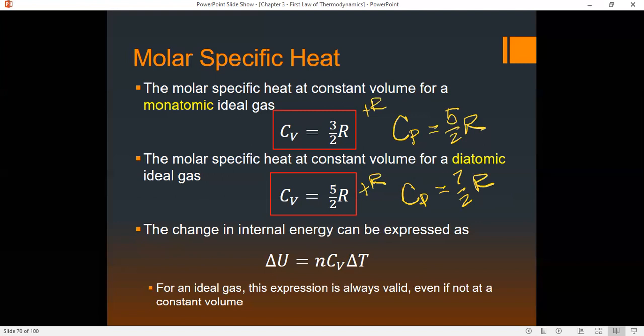Okay, so a diatomic gas is going to have more opportunities to store energy because of rotational and vibrational modes than that of a monatomic gas. I've got to be careful there because, as we saw in the previous chapter, some of these don't kick in until higher temperatures.